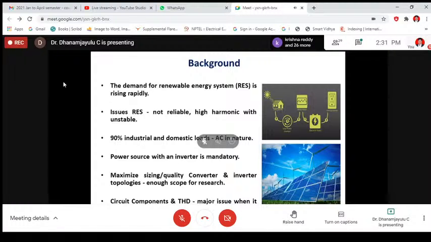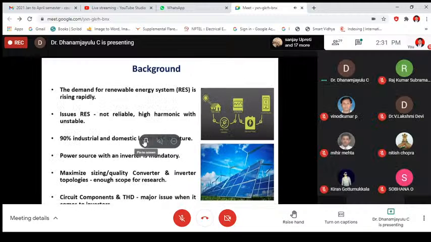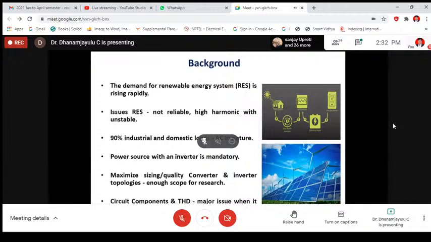The issue with renewable energy systems is that they are not reliable. But 90% of industrial and domestic loads are AC in nature. To interface these power sources, an inverter is mandatory. But the power obtained from solar and fuel cell is a DC source, whereas wind is an AC source. The power obtained from the solar PV is not constant, and it is produced at low voltage. In order to enhance it to a higher DC link voltage, a converter is mandatory.